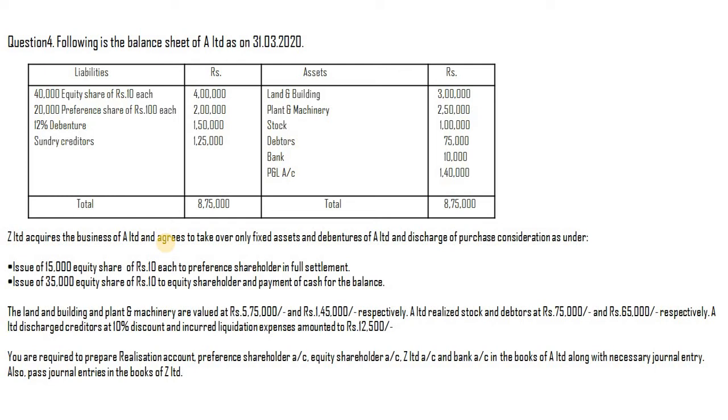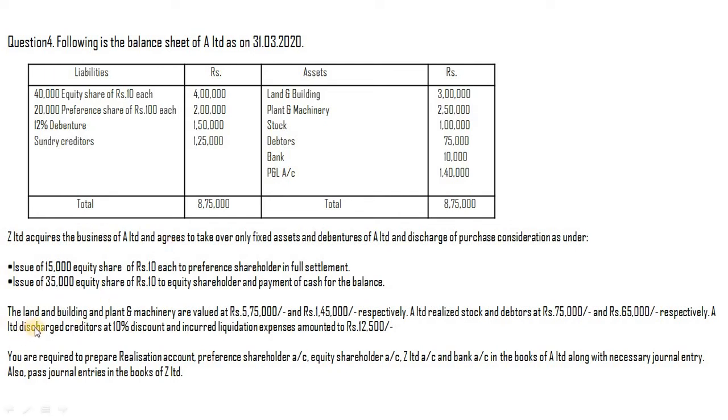Okay, so on the asset side, we will take only land and building and plant and machinery. These two are fixed assets, right? Now the second point is at what value these assets are taken. Book value is 3 lakh and 2,50,000.